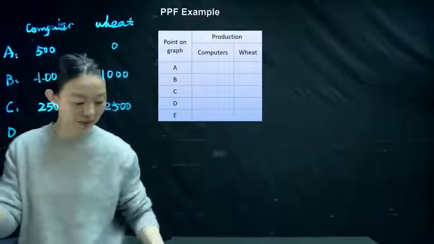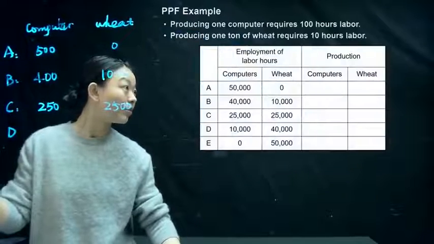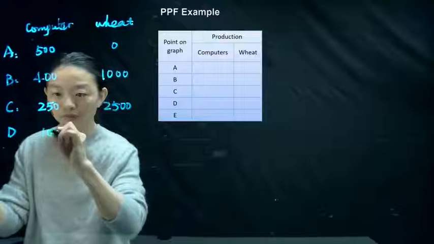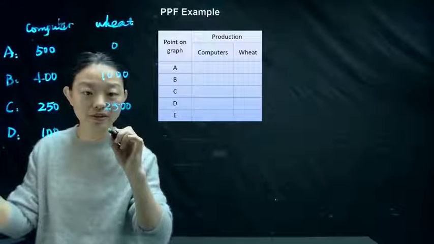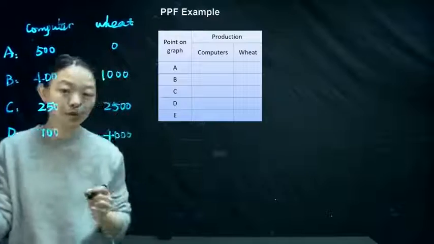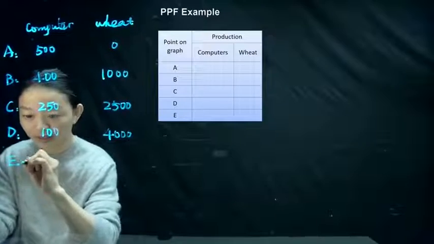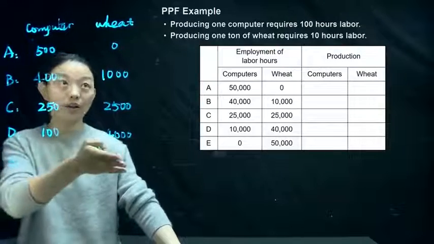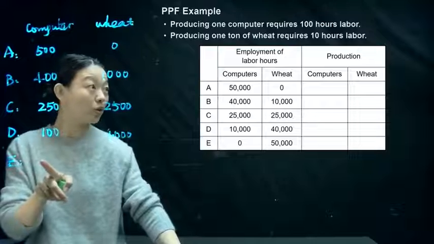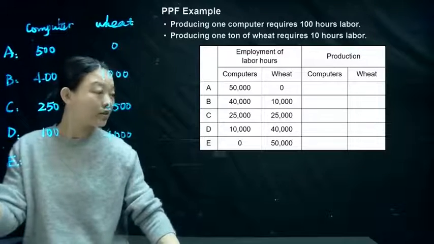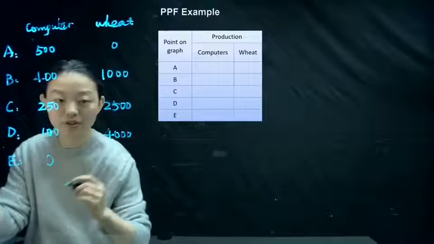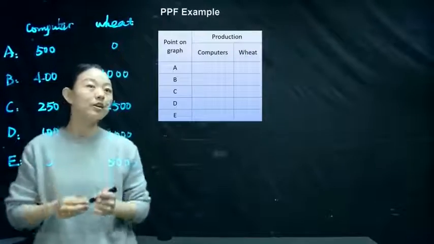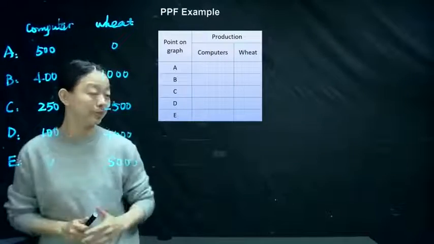And then for point D, let me just go back to check. Point D here, you can see totally we will have 100 computers and 4,000 tons of the weight. And then finally, for point E, if you go back to check, at point E all the labor hours are spent in weight production, and there is no computer produced, right? So there are 0 computers, but 5,000 tons of the weight. Okay, so all these will fit in this table.